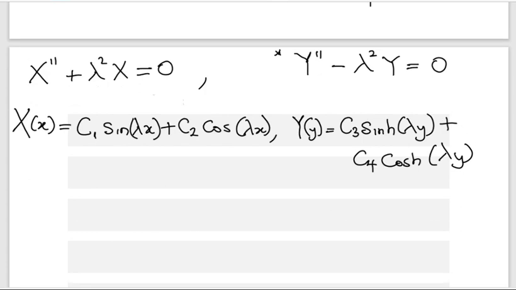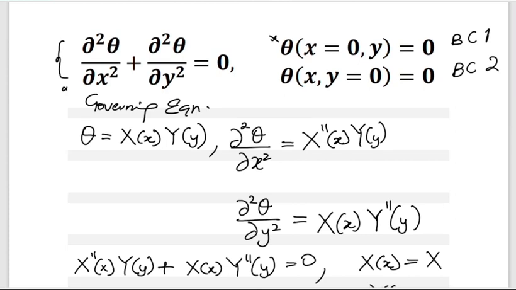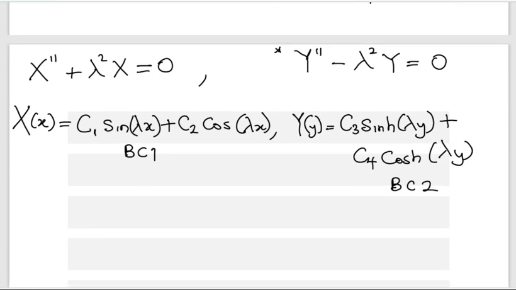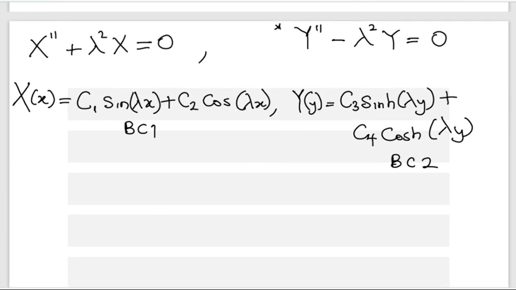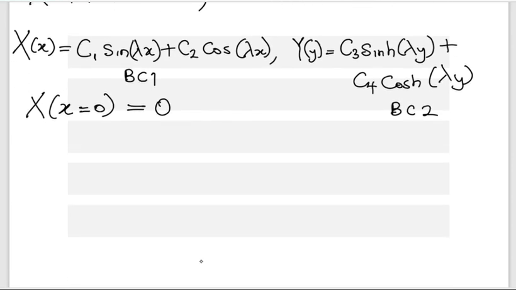So moving forward, here we have the x's. I'm going to apply boundary condition 1 that deals with just x's, and boundary condition 2 that deals with y conditions. So here we have that theta is 0 at x equals 0, and here it is 0 at y equals 0. So applying boundary condition 1 here, which states that x at x equals 0 is equal to 0. Here x represents our theta, since theta is xy and there's no y at all.